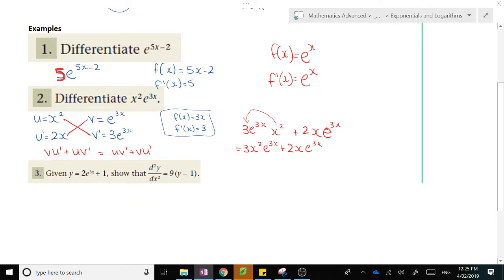So, next thing it says, given y equals 2e to the power of 3x plus 1, show that the second derivative equals this. You can, but they're the same thing anyway. I'm not going to make it any simpler if I factorise something out.